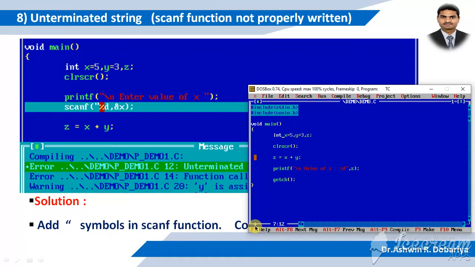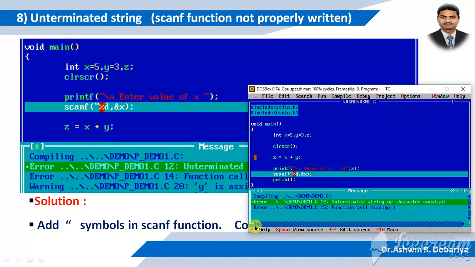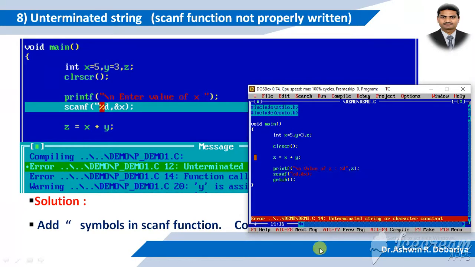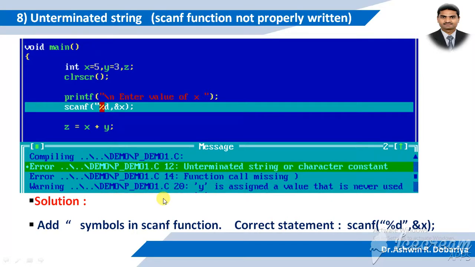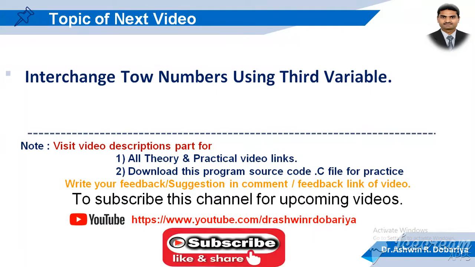Let's see the practical over here. In scanf, if I mention %d and forget to write the double quotation over here, and I run this program, it will give the error unterminated string. Here I have not terminated my string properly, and if I write a double quotation, it means now the format string is terminated properly. Now there is no error. So in that way, friends, these are the common errors that generally occur in the program execution of the C language.